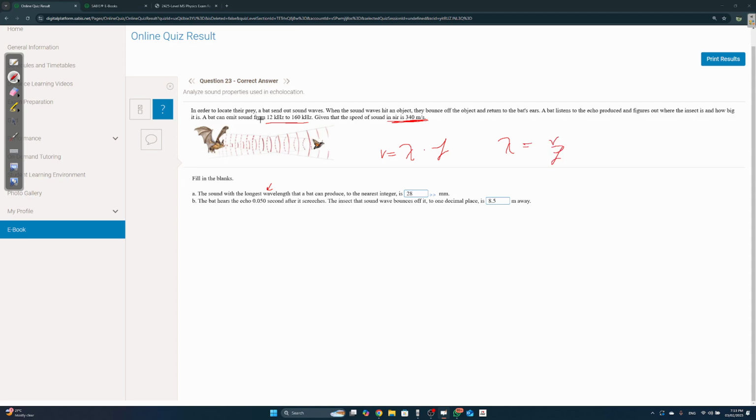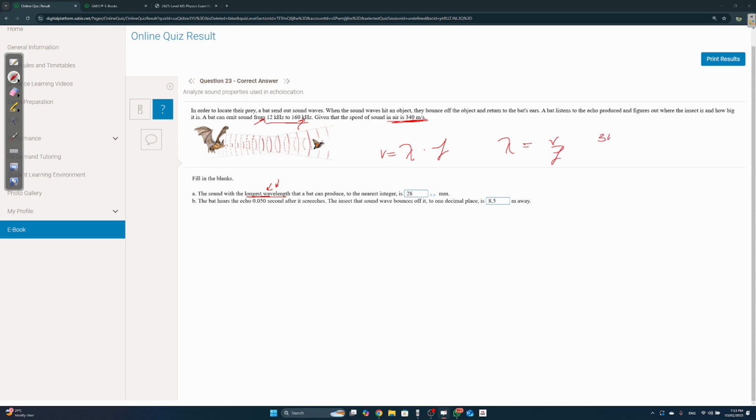But they give us the smallest frequency and the highest frequency. They want the longest wavelength. If I want the longest wavelength, which one am I going to choose, the lowest frequency or the highest frequency? I always tell you, wavelength and frequency don't go together. So if you want the longest wavelength, you're going to choose the lowest frequency.